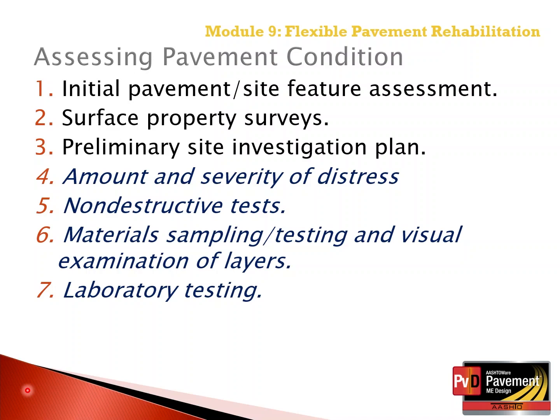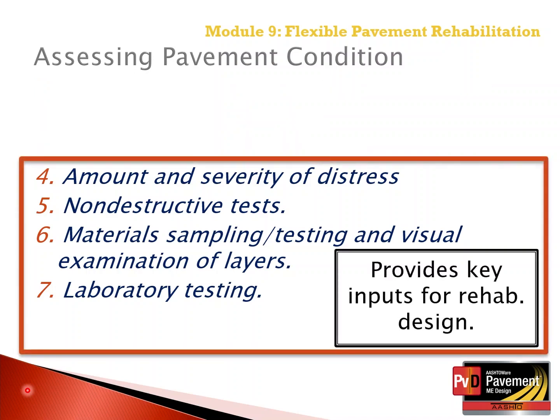In Module 9, as in Module 8, we're going to focus on the last 4 items: amount and severity of distress, non-destructive test, material sampling, testing, and visual examination of layers, and laboratory testing. Because each of these items provides key inputs for rehabilitation design, both for rigid as well as flexible pavement design. Module 9 obviously is going to focus on flexible pavement design itself.